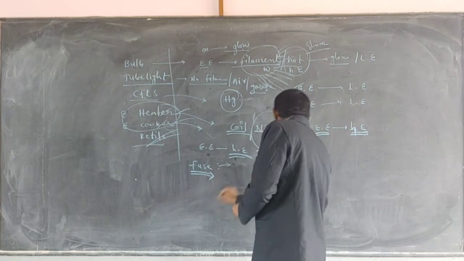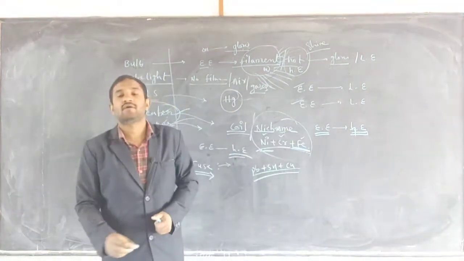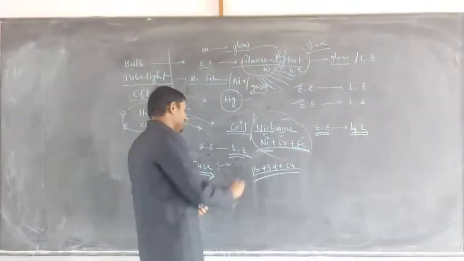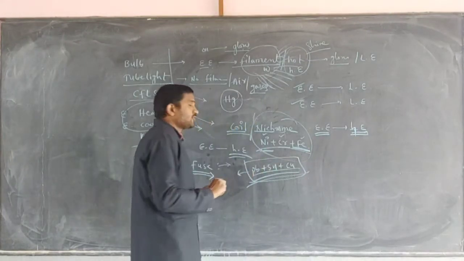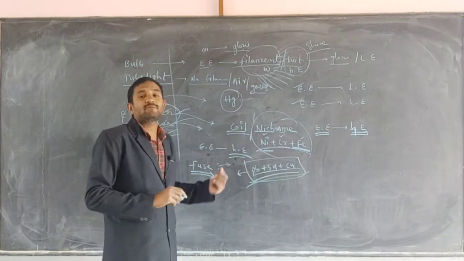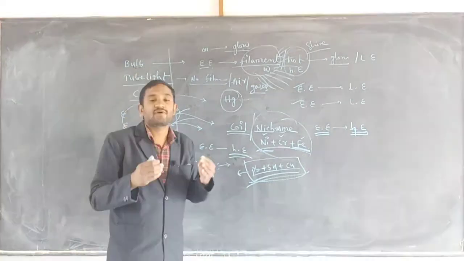It is made up of lead, stannum and copper only. Yes, only these three elements are combined when we are preparing a fuse. For what purpose does the fuse help in our houses?